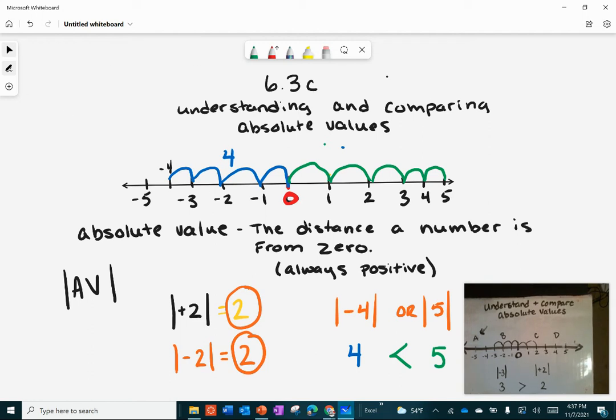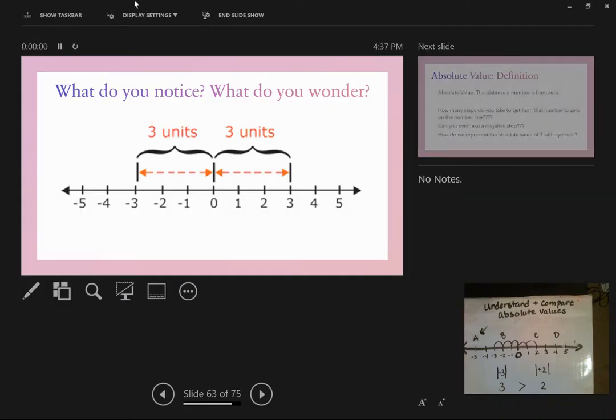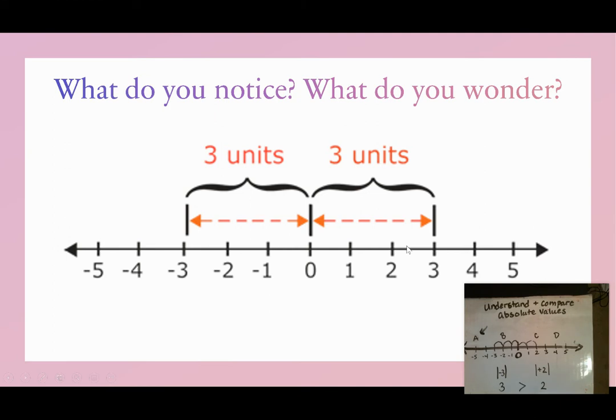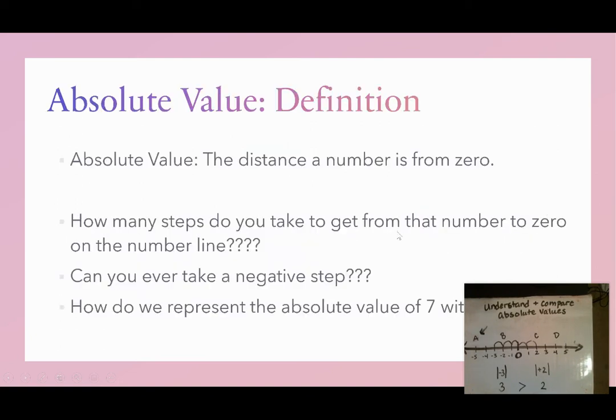Let me bring up some of the slides. That's really the gist of it, just so that you can see another perspective, that there are 2 numbers that have an absolute value of 3. There are always 2 numbers. The positive version and the negative version are both the same distance away from 0. So if it says, what number has an absolute value of 3? There are 2 answers to that question.